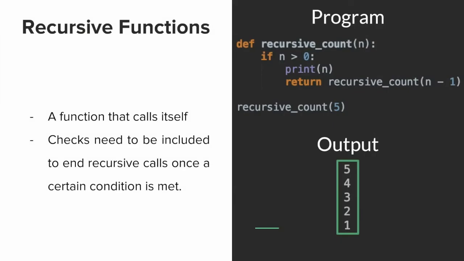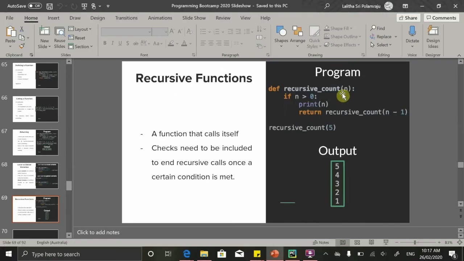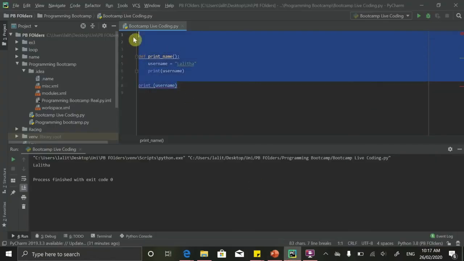The last thing we'll go through in this module are functions called recursive functions. These ones are a little bit more difficult to write up and execute, but are really, really useful. It's essentially a function that calls itself. So it's recursion. And checks need to be included to actually end the recursive calls once a condition is met. Think of it almost like Inception, where you go down different levels. So what this code is doing here is it goes down different levels of the same function. We'll actually code it up to see how it works.